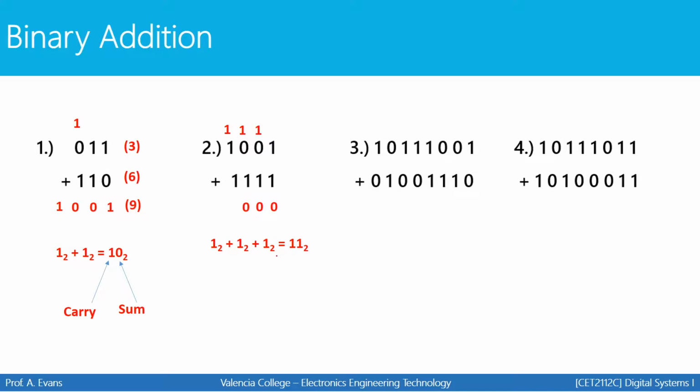1 plus 1 plus 1: the sum and the carry for this operation are both 1. We have a carry of 1 and a sum of 1. So we would say that 1 plus 1 plus 1 is equal to 1, carry the 1. In this case, we don't have any other numbers to add. We're in our very last column, so we're going to write the sum and then the carry right out front. And that's how we would add 1 plus 1 plus 1.